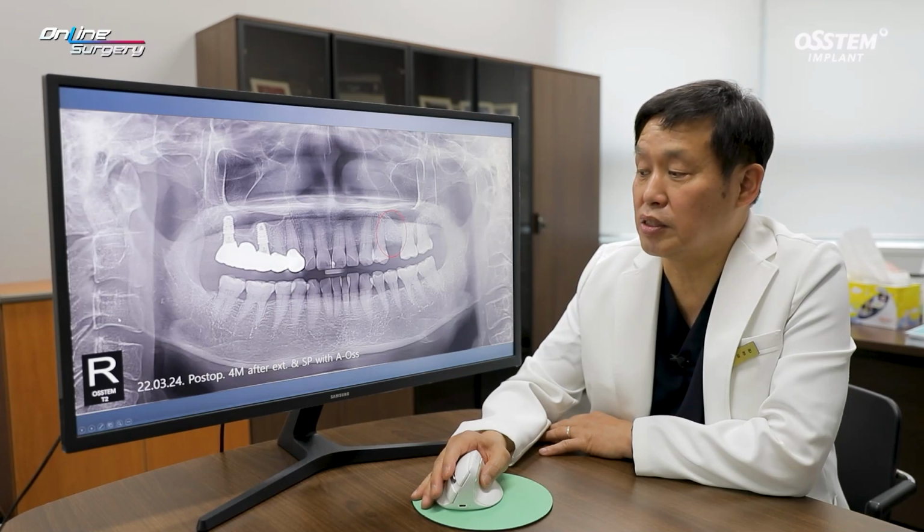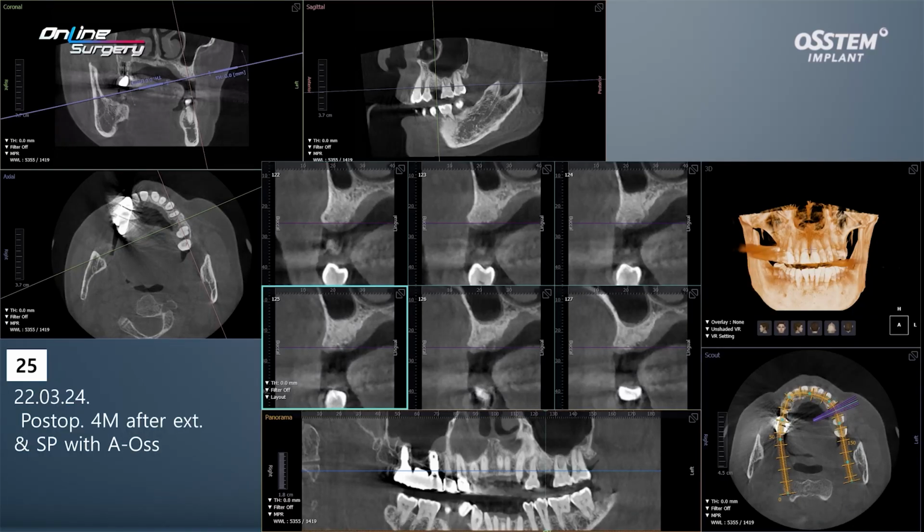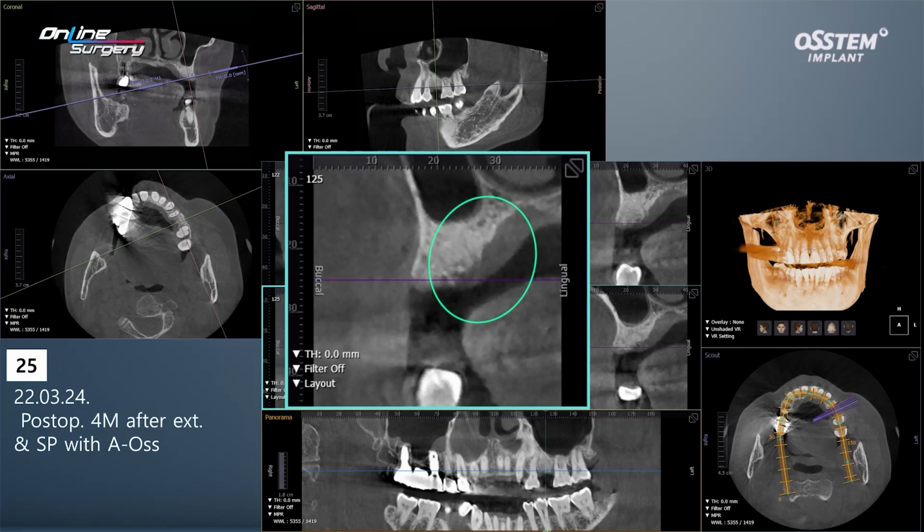This is the panoramic x-ray after 4 months. On the panoramic image, you can see that there has been no major change since socket preservation. CT was taken 4 months after. If you look over here, it's being maintained, but more than thought, there's a bit of resorption here.